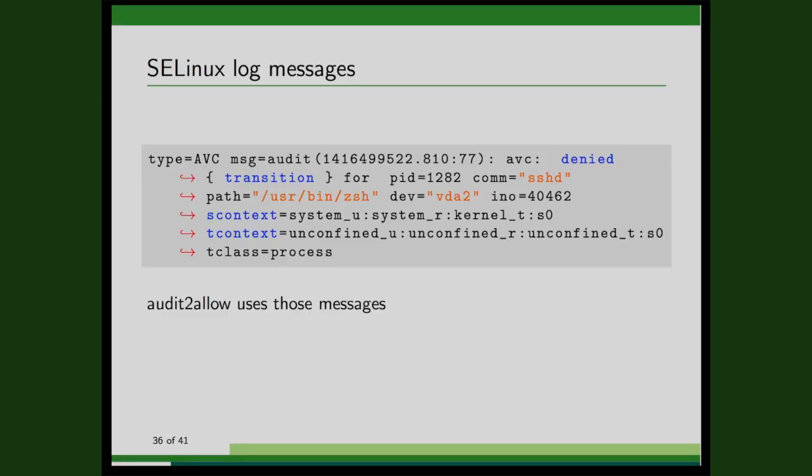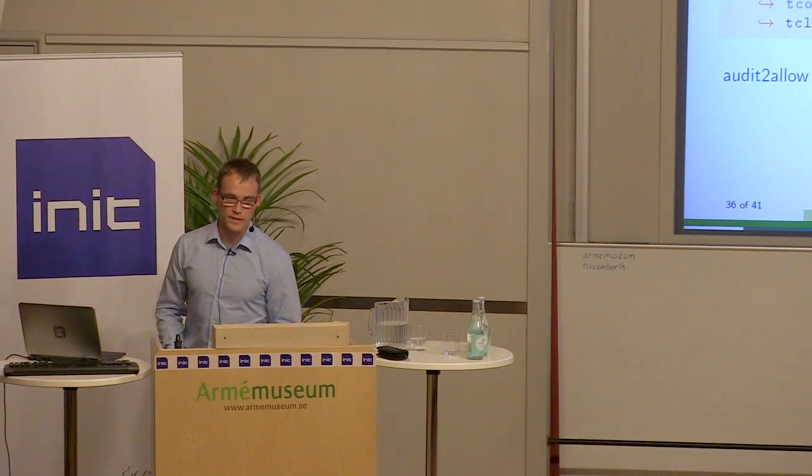So let's quickly look at SELinux log messages. They are usually in the audit log. In this case, we have a denied access, and the right that was asked for is a transition. We wanted to transition from this source context, kernel_t, to unconfined_t. audit2allow uses those messages and then generates the necessary rules.